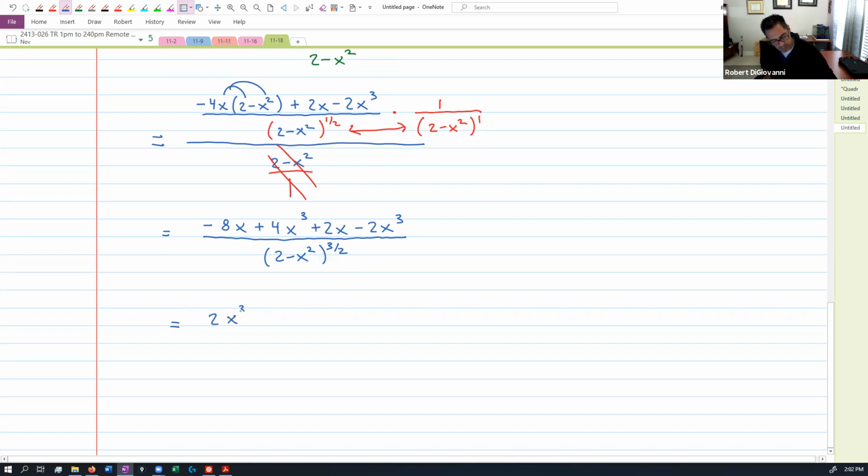(2x cubed minus 6x over 2 minus x squared to the 3/2. That's a pretty clean second derivative now.